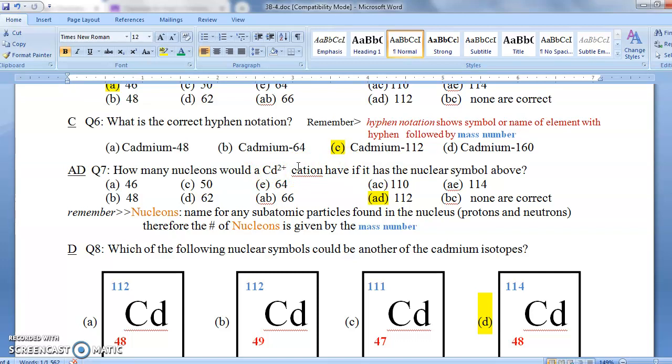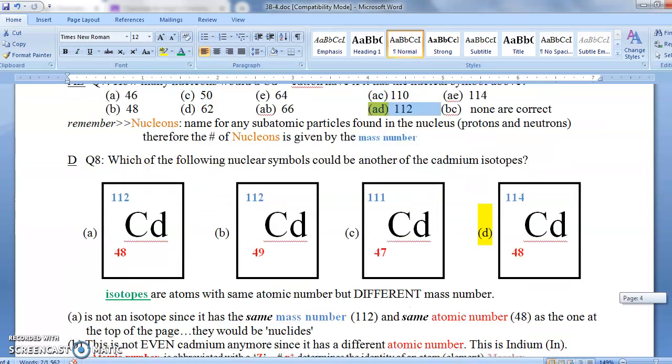How many nucleons does cadmium 2+ have? Well, the 2+ has nothing to do with nucleons. The 2+ has something to do with electrons. So how many nucleons would it have? Nucleons are the protons and neutrons, and that's given by the mass number. It has 112 nucleons.